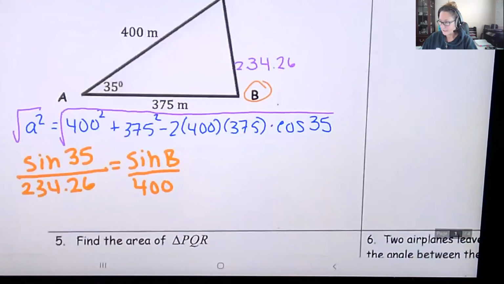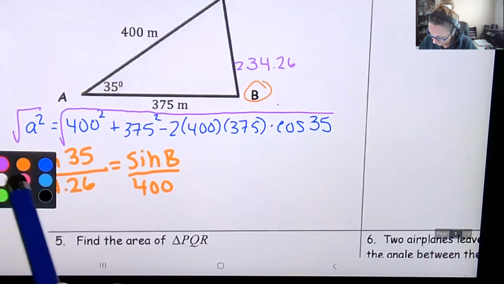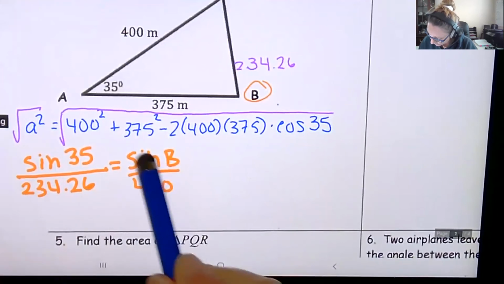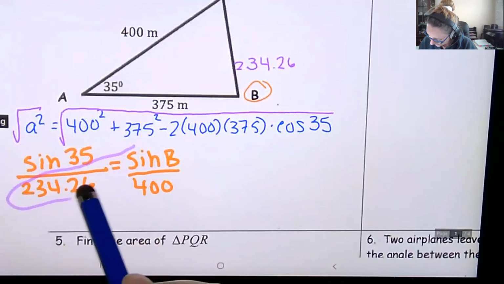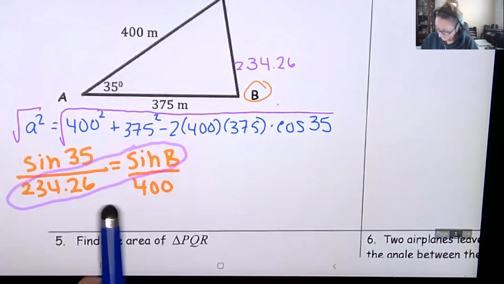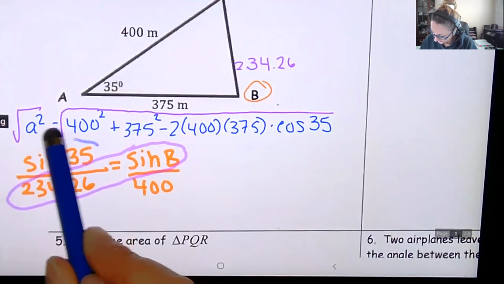Now, I'm going to say this. When I'm cross multiplying, let me just kind of get a different color and let me make it a little fainter. Okay. So when I'm cross multiplying, I'm going to be multiplying these together. Okay. And I'm going to be multiplying these together.